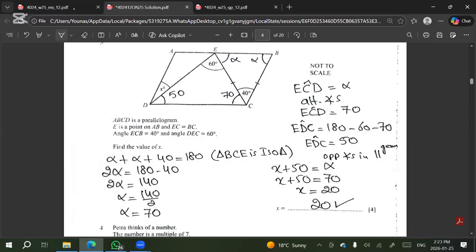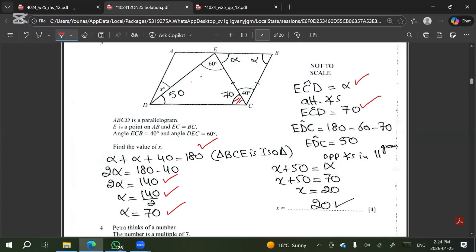So alpha plus 40 is equal to 180. The reason is very simple: this is an isosceles triangle. So 2 alpha will be equal to 180 minus 40. 2 alpha will be equal to 140. So alpha will be equal to 140 divided by 2, and that will be 70. So this angle will also be 70 because the ECD angle is equal to alpha. The reason is they are alternate angles of the parallel lines. So the angle ECD is equal to 70.